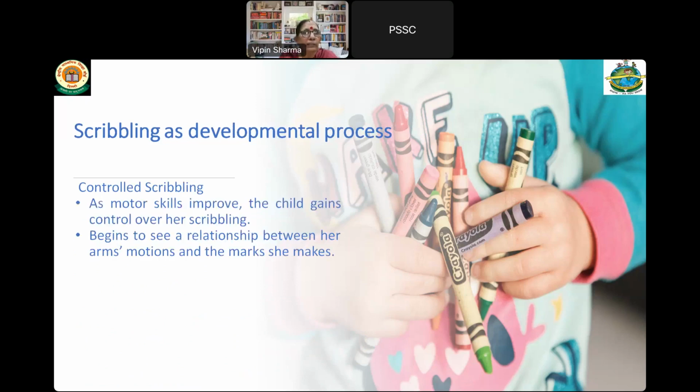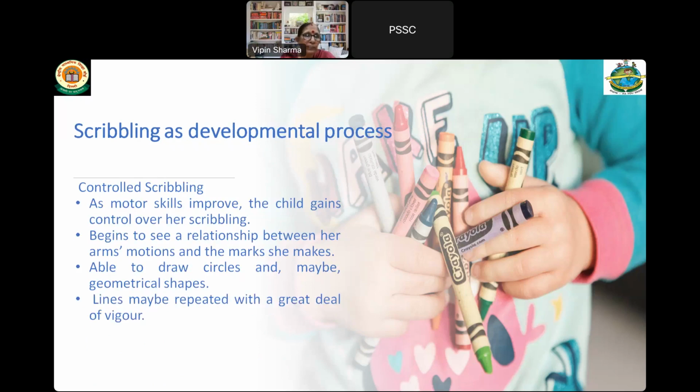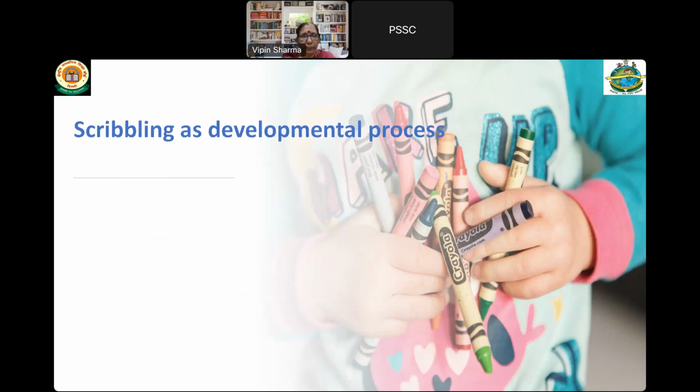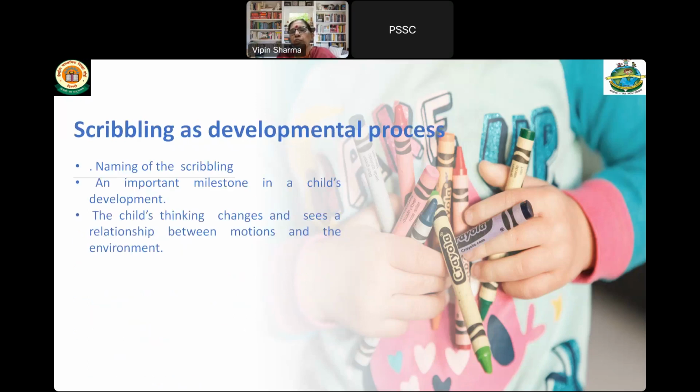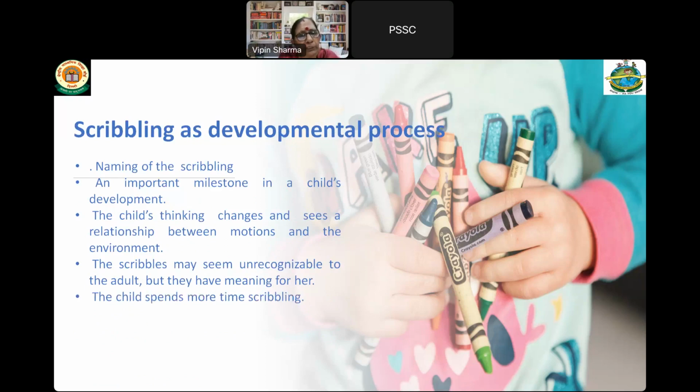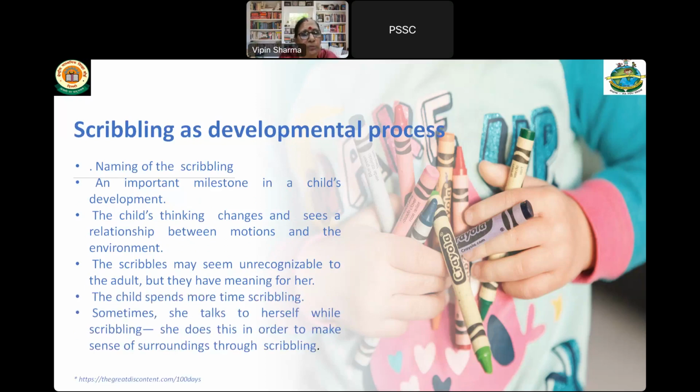In controlled scribbling, motor skill improves. The child gains control and begins to see the relationship between her arm motions and the marks she makes. Able to draw circles and maybe geometrical shapes. Lines may be repeated a great deal. This is control. And finally, it is named. When the child goes to senior class, he starts naming the scribbling. Many scribbles seem unrecognizable to the adult, but they have meaning. The child spends more time scribbling.